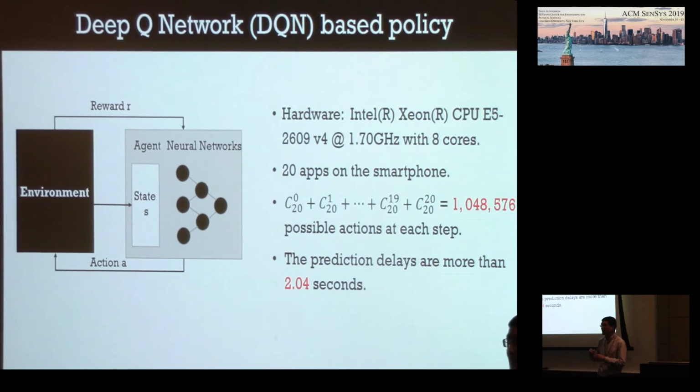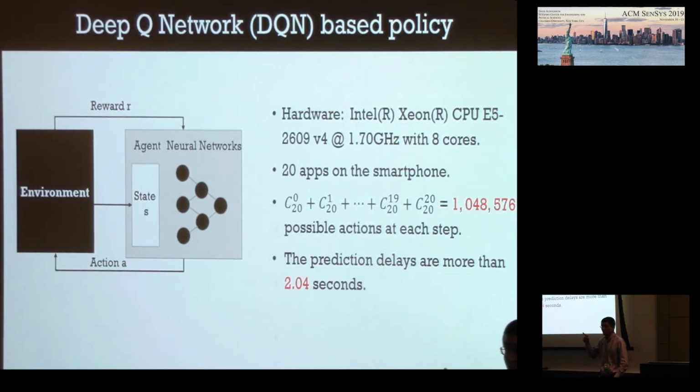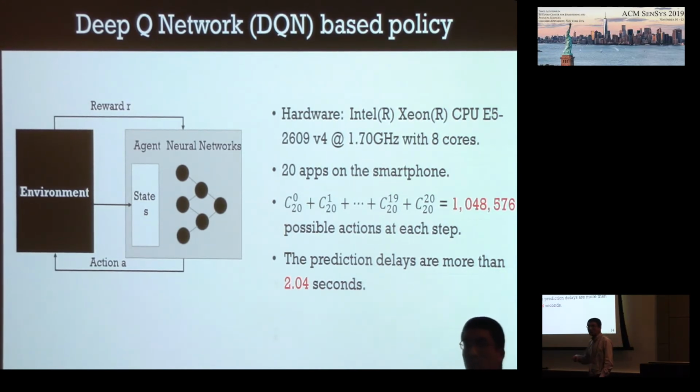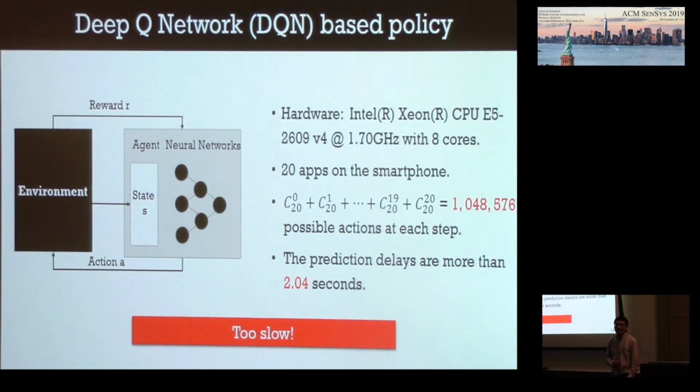How to do the evaluation? The DQN network needs to calculate the Q value for each possible action. It will take the laptop more than 2 seconds to do the calculation. Okay? It is too slow.